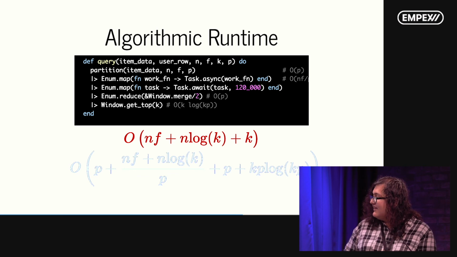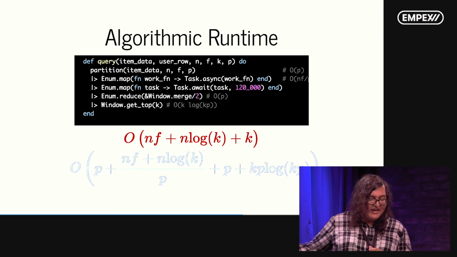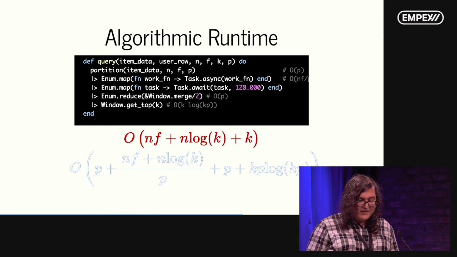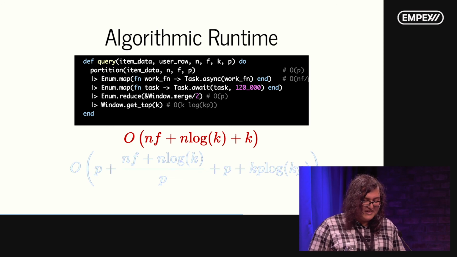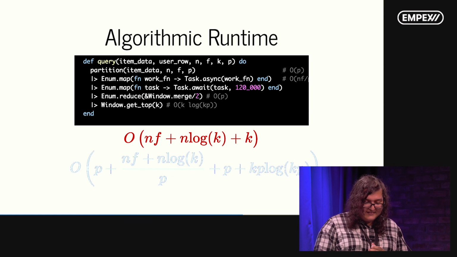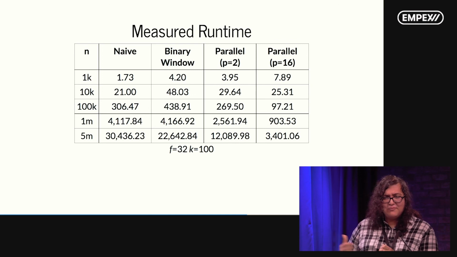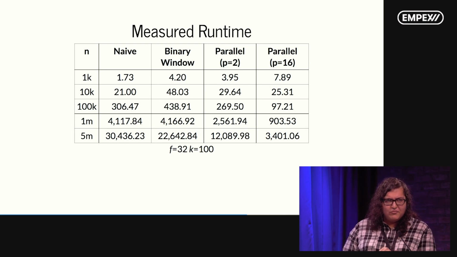Sketching out what the runtime looks like, the old algorithm was N·F plus N log K plus K. And now we've added these partition steps. But the partition steps are pretty cheap. They just cost P. And we've basically subdivided the work by P because we've reduced N so significantly. And then we've added the additional cost of merging, which is KP log KP at the end. And this is pretty good. We get this really nice speed up when it comes to massively parallel processing. We're down to 3 seconds on a 16-core machine, which is what our raw AWS nodes are.